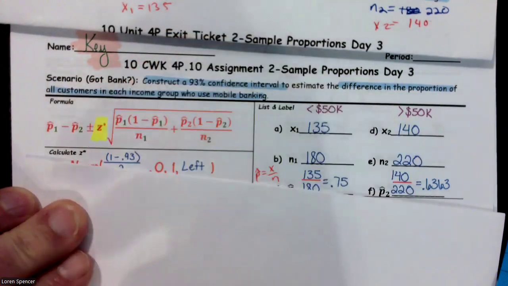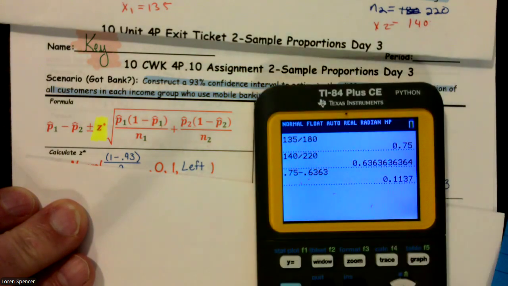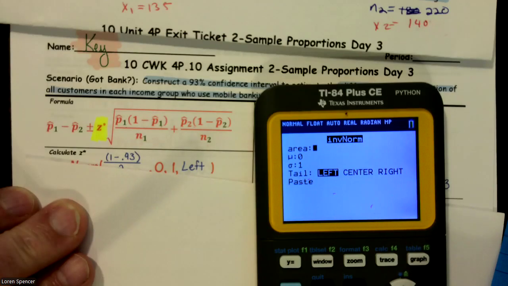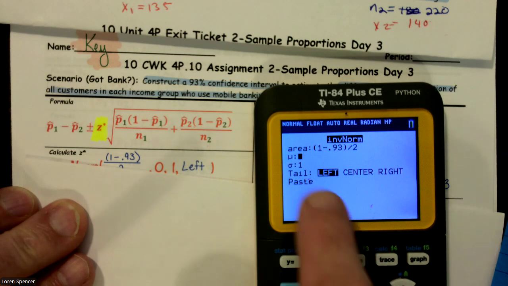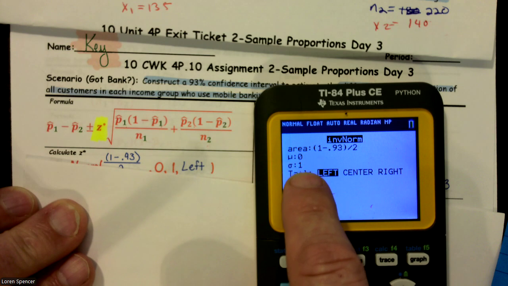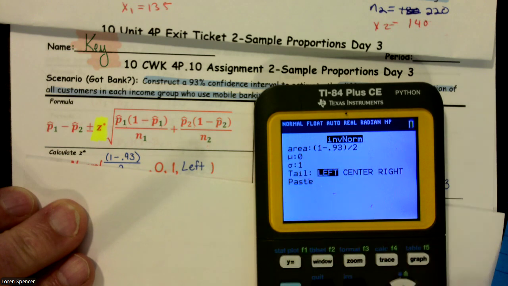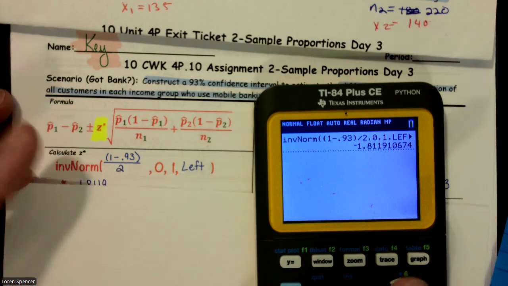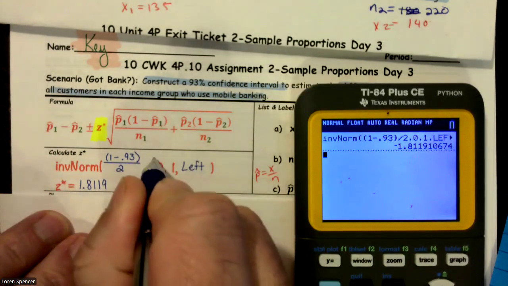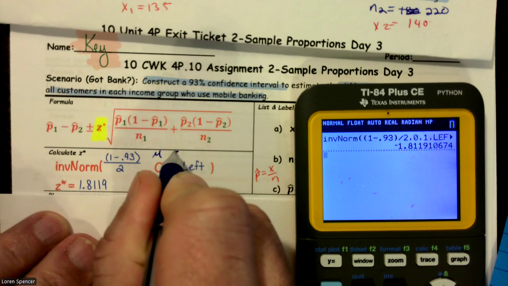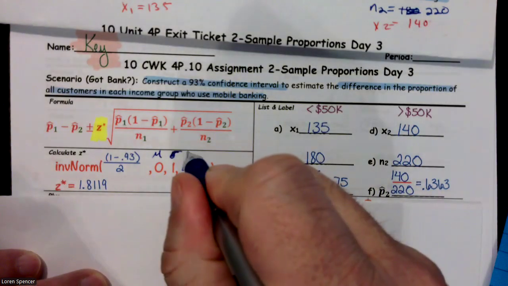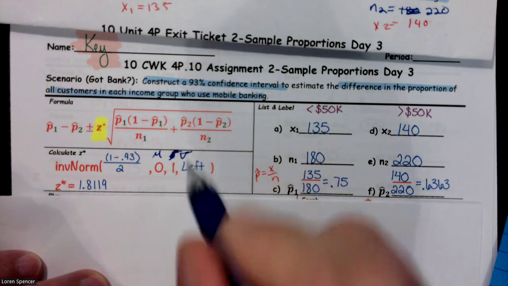We're going to have to go back and calculate z star, and the way to calculate z star is second vars, inverse norm, in this case, parenthesis 1 minus 0.93, close the parenthesis and divide by 2. Because it's a z, it's going to be a mean of 0 and standard deviation of 1. Keep it left, and we're going to change that to a positive. So this right here is my mean, and this right here is my standard deviation.